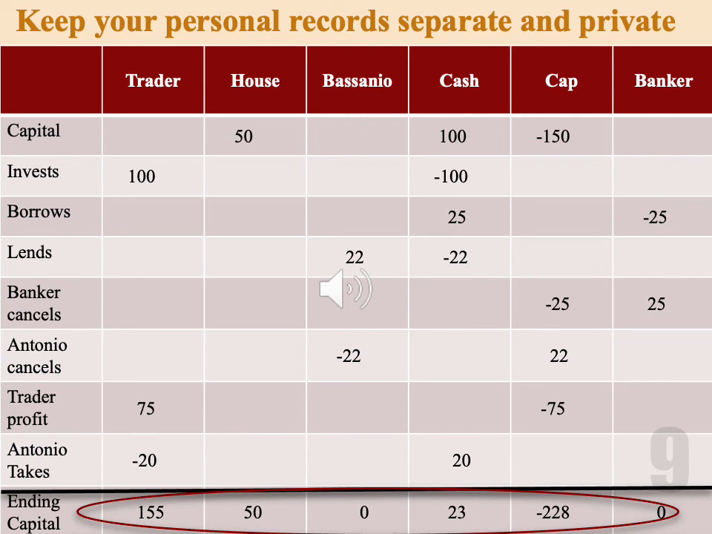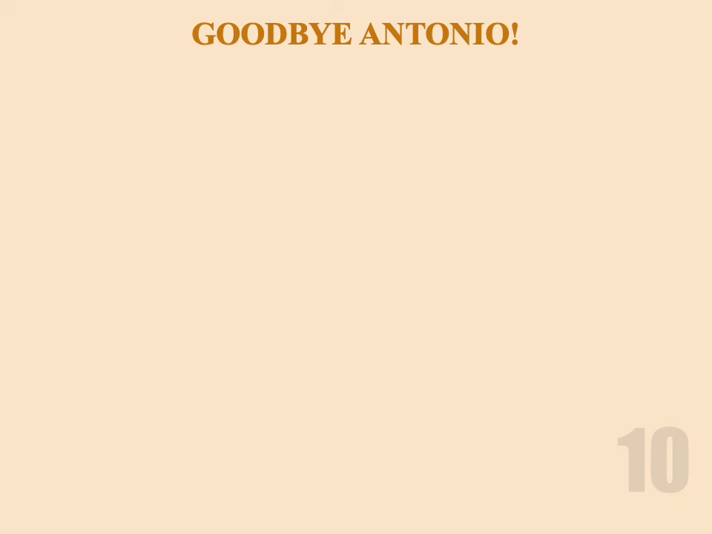The investment in Trader is now worth 155. His house, of course, is still worth 50. Bassanio doesn't owe him anything anymore. He has 23 in cash. His capital is now 228, and he doesn't owe anything to the banker. So we've seen how to record Antonio's business, and his personal records too. And it's time to say goodbye to him.